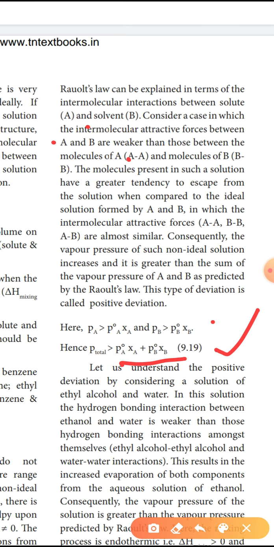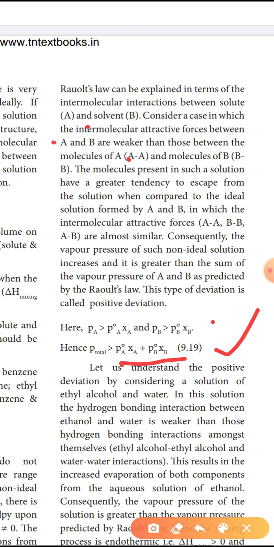Let us understand the positive deviation by considering the solution of ethyl alcohol and water. In this solution, the hydrogen bonding interaction between ethanol and water is weaker than the hydrogen bonding interaction amongst themselves. This results in increased evaporation of both components from the aqueous solution of ethanol.